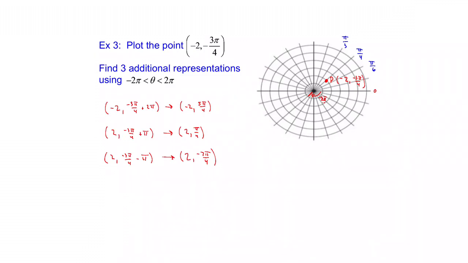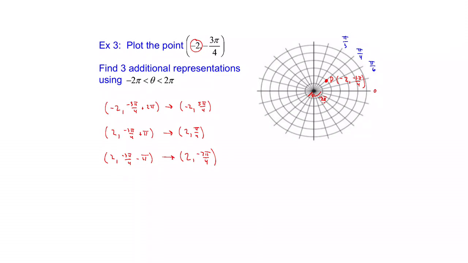So what are 3 other ways that you can do this? Well, since the r value is negative 2 in this example, you would add 2 pi or subtract 2 pi to get another angle. So I took negative 3 pi over 4 plus 2 pi to get negative 2 comma 5 pi over 4. Think about it, 5 pi over 4 would be right here. The negative 2 goes 2 units from the pole in the opposite direction. We can't do any more negatives because if we subtracted 2 pi, it would put us outside that range.